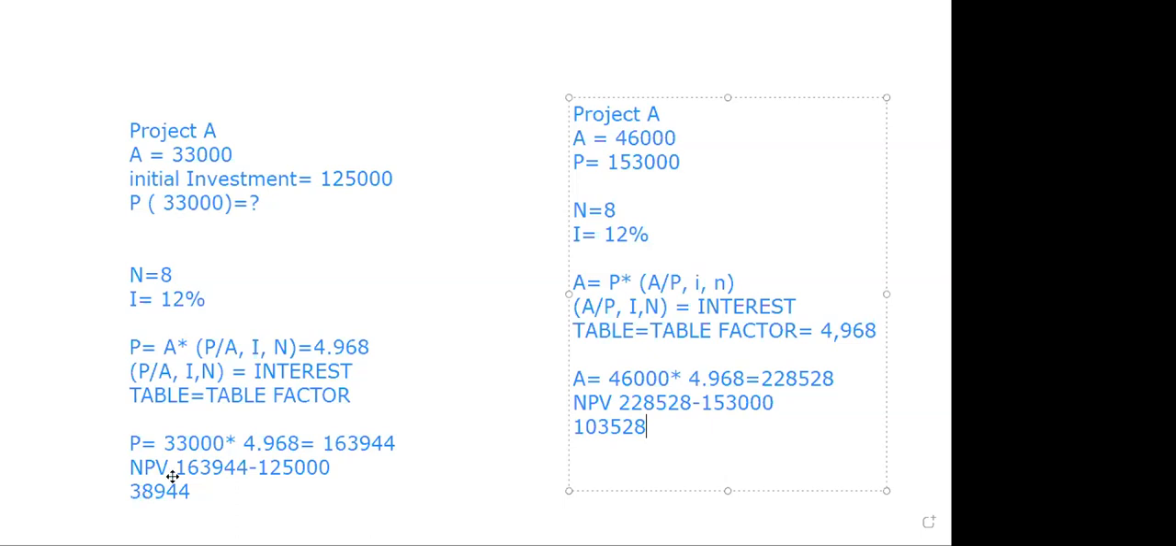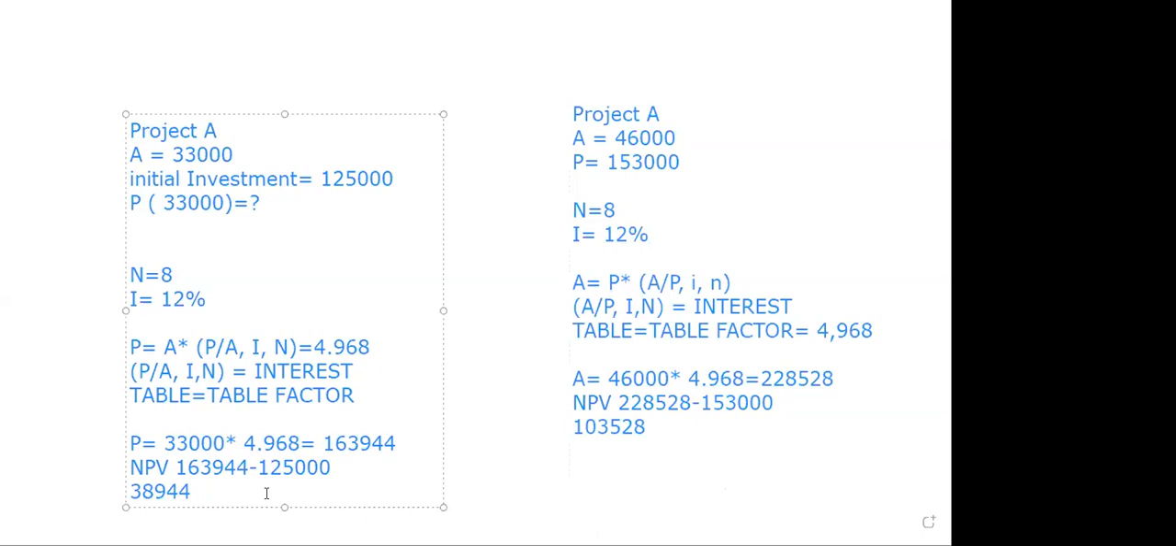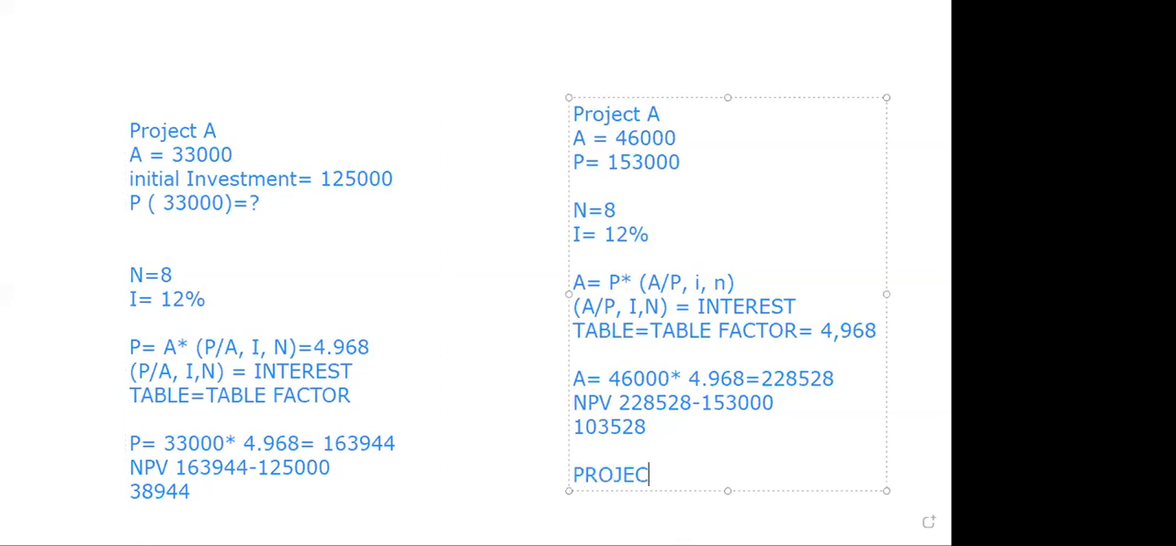38,944. While in the second case, the net amount you are making as of today, the automatic increase in the share value of the company, whatever parameter you use, is what do you have? 103,528. So which one is better now? Obviously, project B. Yes, sorry. So project B is best. Now, because of one, is that okay?